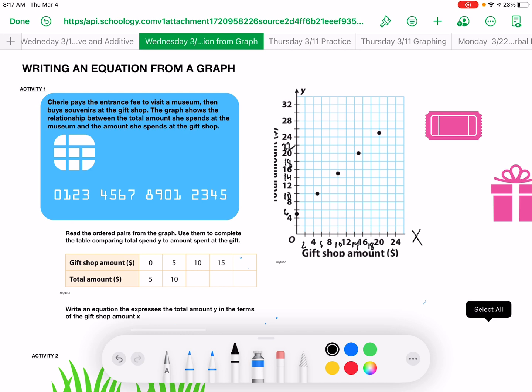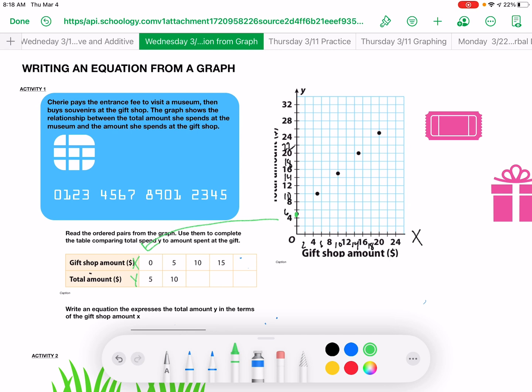Okay, so here you can see your graph. It says the gift shop amount she spent 0. If you look at the table, the total amount is 5. So if you come to the origin and you stay at 0 and you go up, you land at 5. And that matches with your first x and y here in the table. So now we know that it costs $5 to have entrance into the museum.